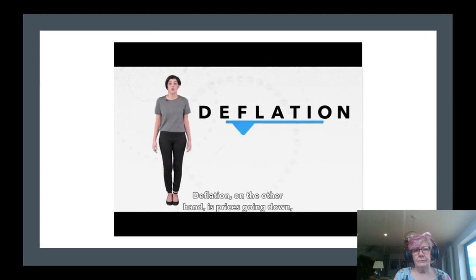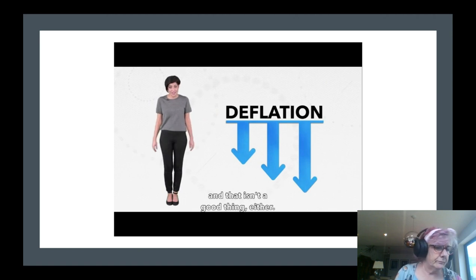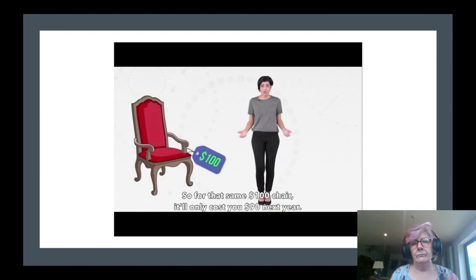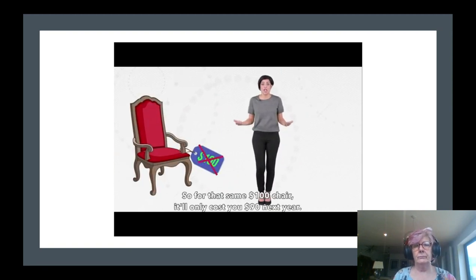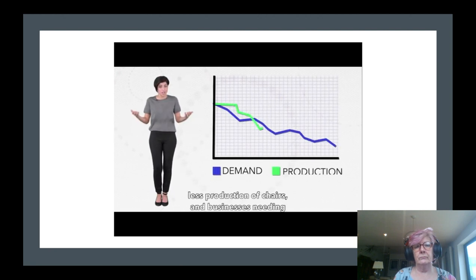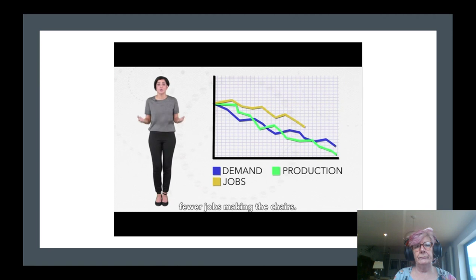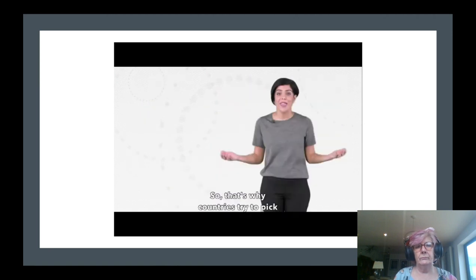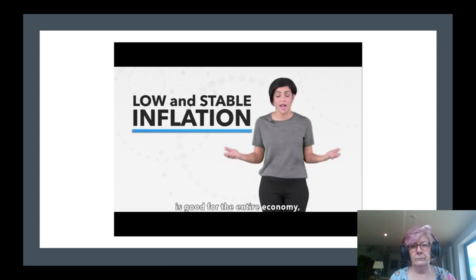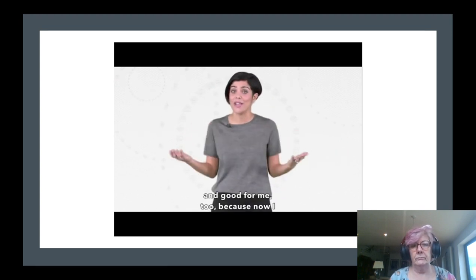Deflation, on the other hand, is prices going down. And that isn't a good thing either. Let's say prices are going down by 10%. So for that same $100 chair, it'll only cost you $90 next year. So knowing that that chair will be cheaper next year, people will hold back spending their money now. This leads to less demand for chairs, less production of chairs, and businesses needing fewer jobs making the chairs. So that's why countries try to pick a target of low and stable inflation, which is good for the entire economy, and good for me too, because now I can afford a really nice chair.